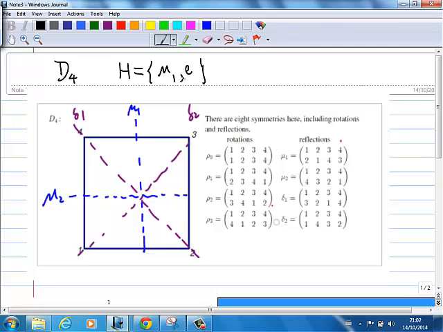The group D4, the symmetry group of a square, has 4 rotations and 4 reflections. You write down the 8 elements in two-line form, something like this. Usually we are not writing this because it will take a lot of space. So we usually write in the cycle notation.